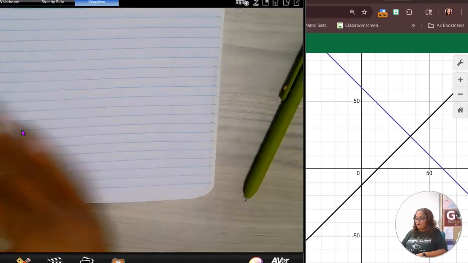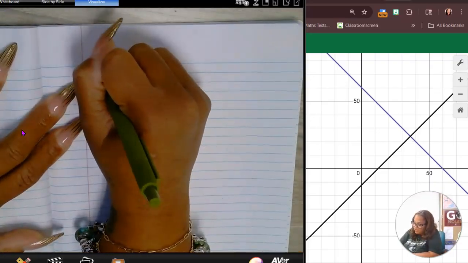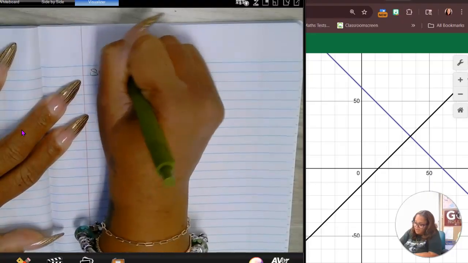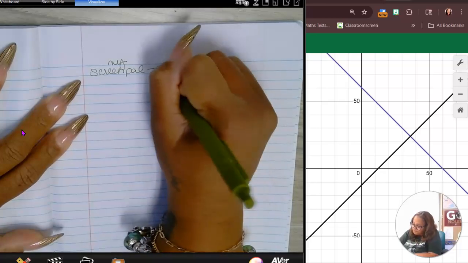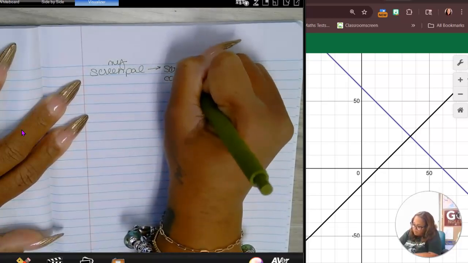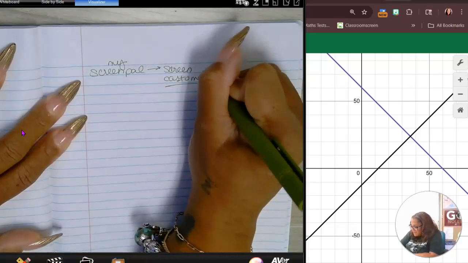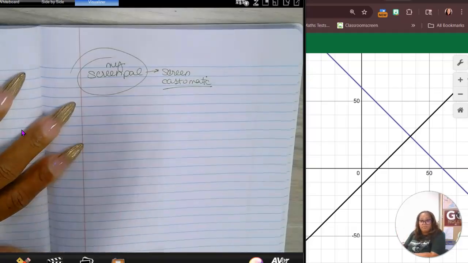If you need help on using a recorder, I use ScreenPal. I think it's My ScreenPal. It used to be called Screencast-O-Matic. But now I think it's called My ScreenPal, to record yourself making your video.